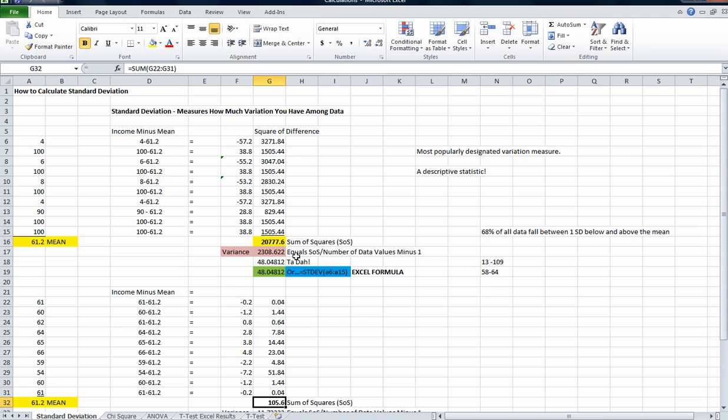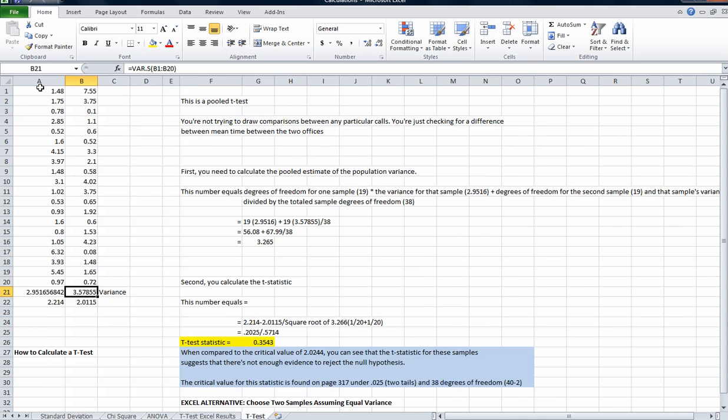Now the variance is simply the sum of the squares divided by the number of data point values minus 1. So remember, we had 10 data points, minus 1 is 9, so you divide 20,777.6 by 9, and you would get the variance. Okay, and that is how you calculate it. So it's really not all that tough.